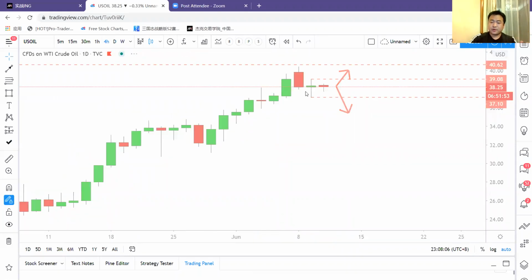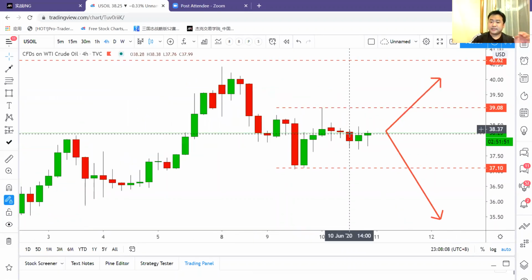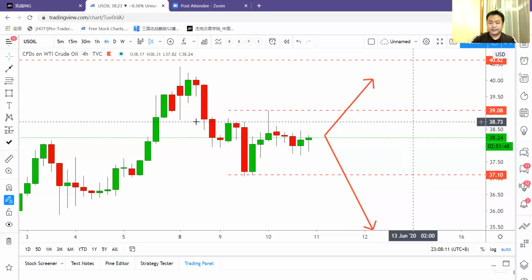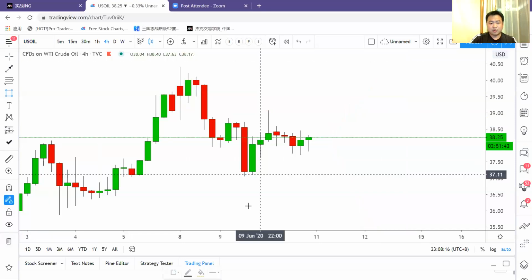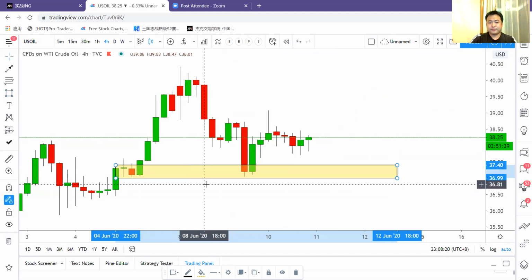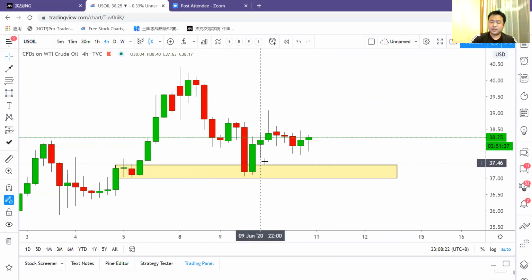Okay, let's go for the 4-hour chart. Because the daily is an inside bar, the 4-hour chart is basically just sideways. In a sideways market, you can buy the low and sell the high. Of course, the low could be at the 37.50 level here. This is a good supporting level.